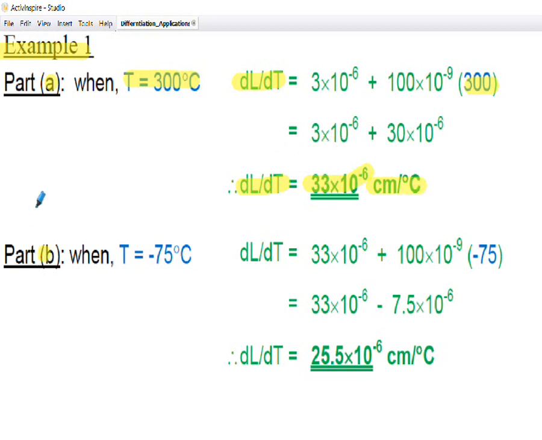Part B, similar kind of thing, it's just that the temperature now is minus 75 degrees C, but again all we do is put the value of minus 75 in the dl by dt equation, and that gives us the value of 25.5 times 10 to the minus 6 centimetres per degree C. Just be careful of your negative numbers in part B.